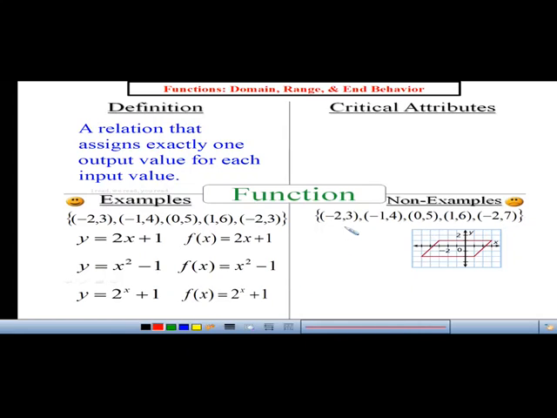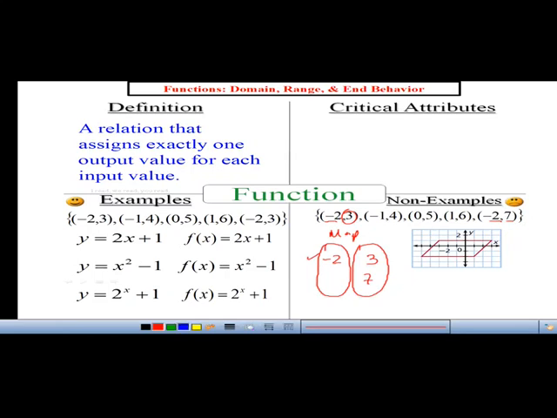Yes, -2 and -2. So as soon as you see x values repeat, you create a mapping diagram. Here's my mapping diagram. My first ordered pair in the mapping diagram is -2 and 3. Let me go to the next one that repeated, -2. I don't rewrite -2 because I already have it here. But the 7 I do write. So the 7 goes right there.